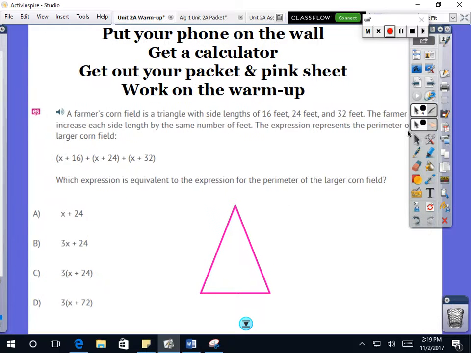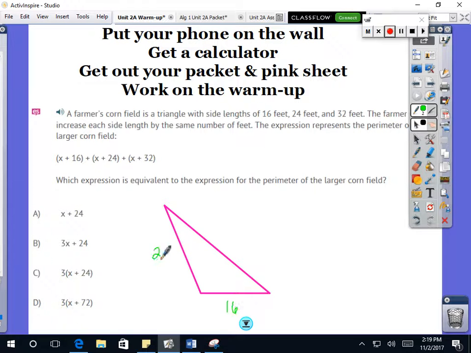Now, obviously, if the side lengths are 16, 24, and 32, then it is not an equilateral triangle. So I'm going to just kind of shift the triangle because it's not equilateral. Okay, the shortest side is 16. We have a side length of 24 feet and a side length of 32 feet. Now, he wants to make his cornfield bigger though, so he's going to increase each of these sides by the same number of feet.